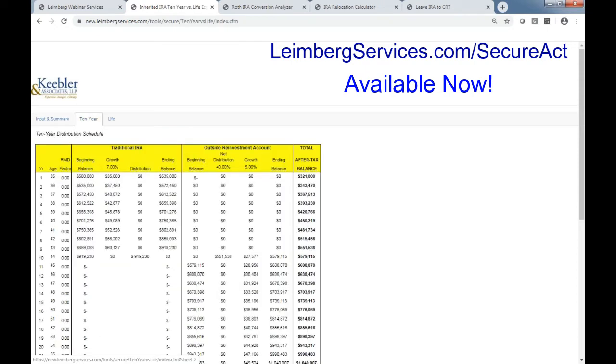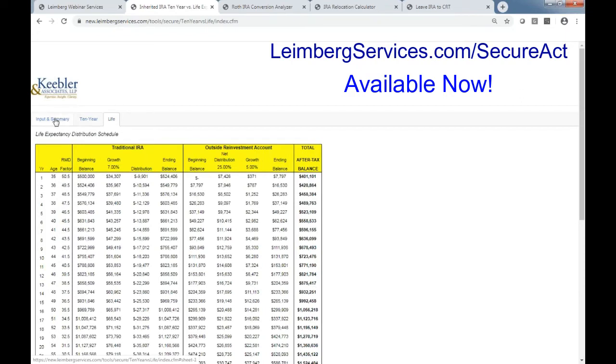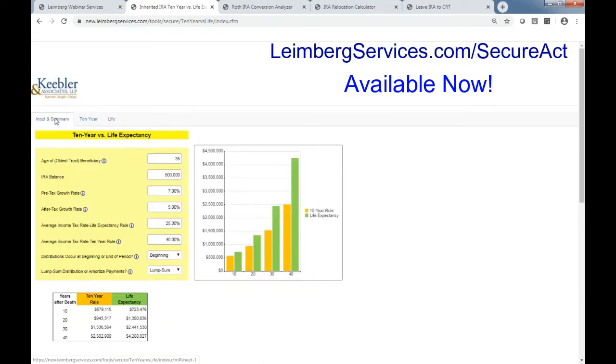Now, if we look at, we have the 10-year math there. We have the life expectancy math. You can share all this with clients that might be interested.